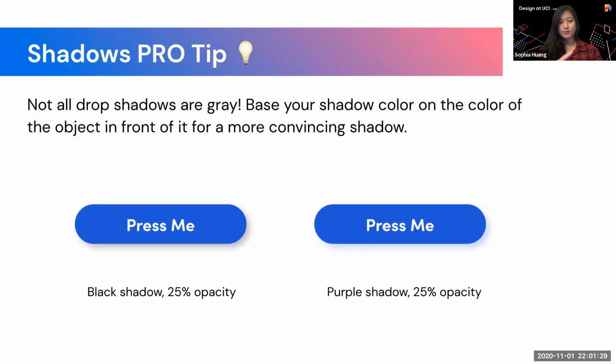Ooh, and here's a really cool pro tip on shadows. I think most shadows we see are gray in those examples, but not all drop shadows have to be gray. The way shadows work, if you take your base color and make your shadow color a variation of the base color, it actually makes for a more convincing shadow. On the left, I used just a black with a light opacity, so it's a gray shadow. But on the right, I took that purple color at a lower opacity, and it makes it seem a little bit more like a hovering effect and it's a little bit more believable.